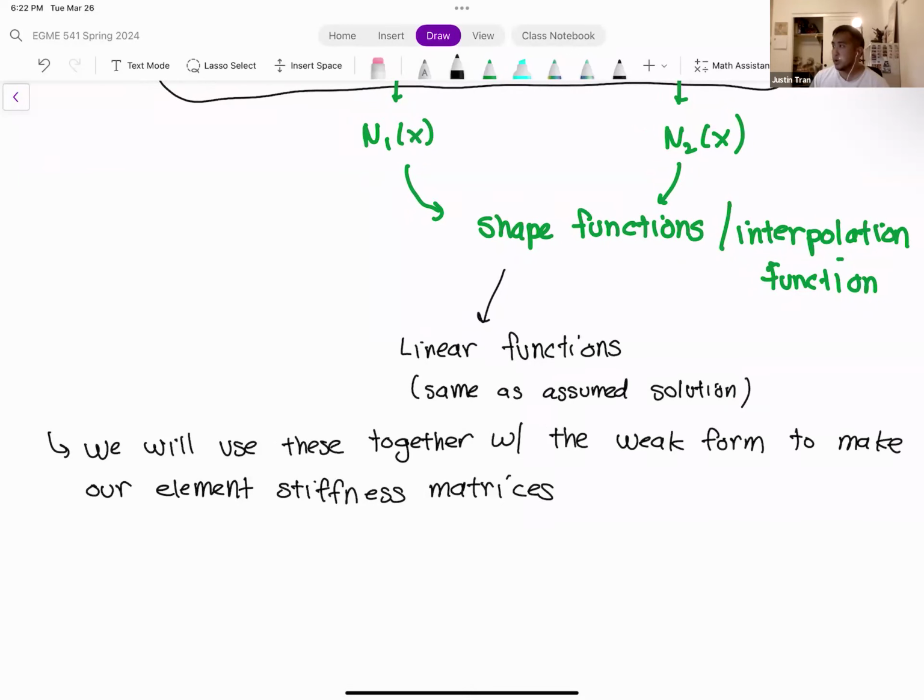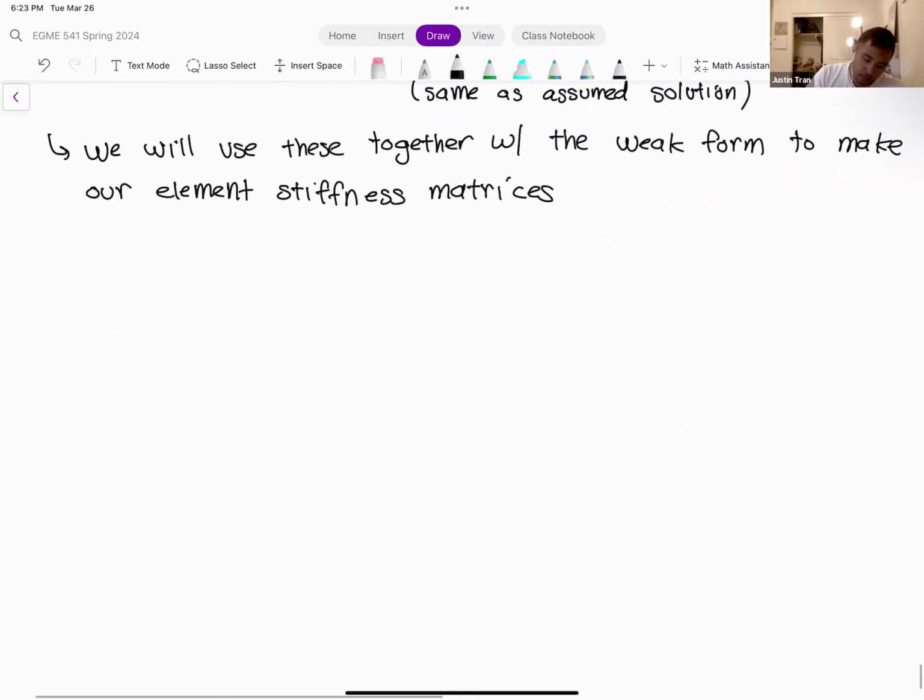Any questions on this so far? All right, cool. Before we jump to the finite element forms, let's do a little bit of notation. Since we're going to be forming matrices and vectors with these, it'd be nice to put this in vector form.